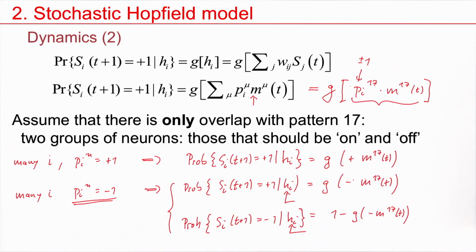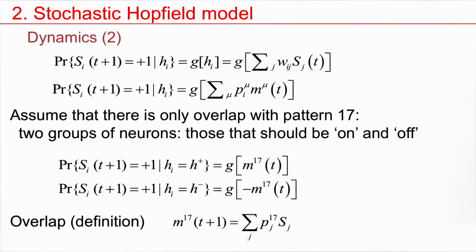So we have these two groups of neurons, and when I write here pi mu, I mean it for mu equals 17. This is my current pattern. I've assumed that there's only overlap with pattern 17, no overlap with other patterns. So for those two groups of neurons, we have a driving force of plus m17 if they belong to the +1 pixels in pattern 17. This is for pi 17 equal +1, and this is for pi 17 equal -1.